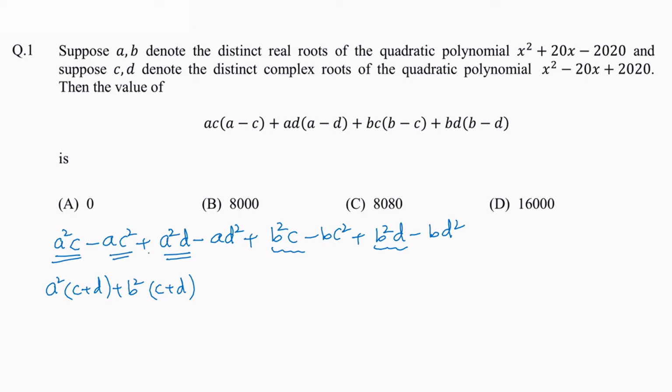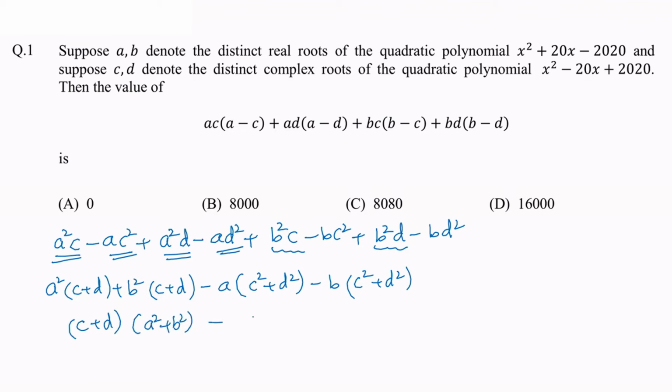So here we have minus ac square and minus ad square. So we can take minus a common, which will give you c square plus d square. And similarly, if you take minus b common from the remaining two terms, we'll be getting c square plus d square. So now here you can directly see this c plus d can be taken common and we'll be getting a square plus b square, right? So c plus d times a square plus b square is going to be one term that we are going to get here. And similarly, minus this can be written as a plus b times c square plus d square.